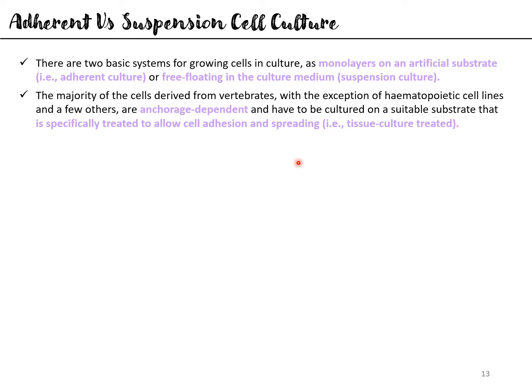And these cells therefore have to be cultured on a suitable substrate that is specifically treated to allow cell adhesion and spreading. That is, you use tissue culture treated either glassware or plasticware for this particular purpose. And this artificially provided surface has to be inert and non-toxic. It should not be in any way detrimental to your cells and it should in no way affect the growth of your cells. It should be totally inert.